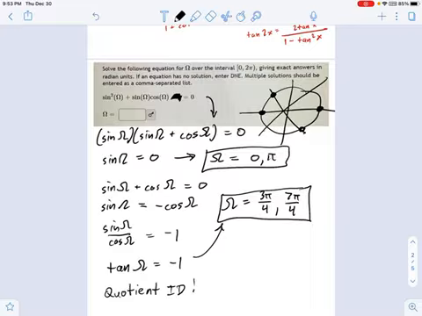You have 4 angles to solve this equation. And you might just want to check domain restrictions, make sure there are not any extraneous solutions here. But sine and cosine are very nice trig functions. They don't produce any undefined values. Okay, so you're good from that point of view.